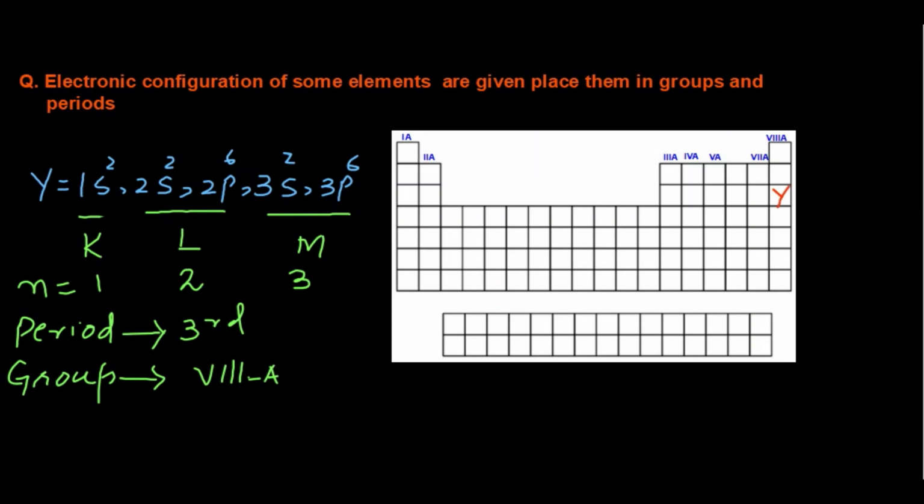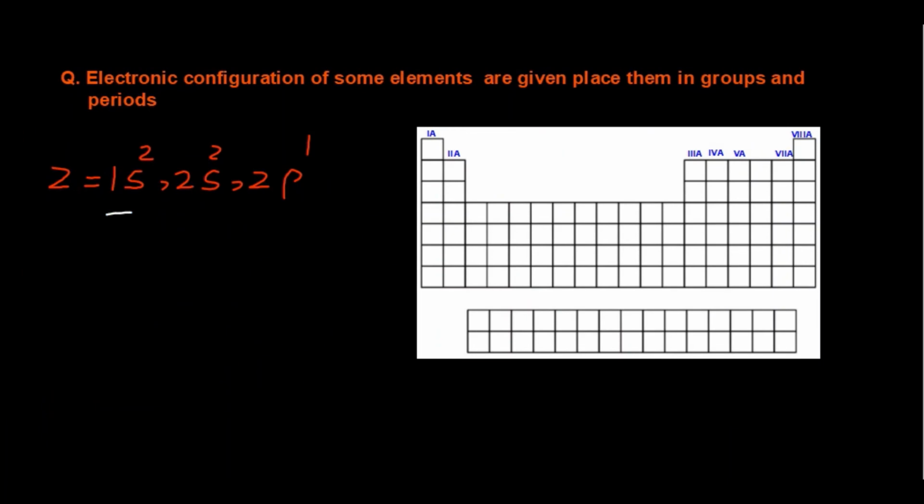Now we will see the next element which is given. Next we are given element Z, and we are asked to find its position in the periodic table. We know 1s is the subshell of K, and 2s and 2p are the subshell of L. We write their n values. For K, n is equal to 1. For L, n is equal to 2. The n value is 2, which shows the number of the period. So this element belongs to the second period.